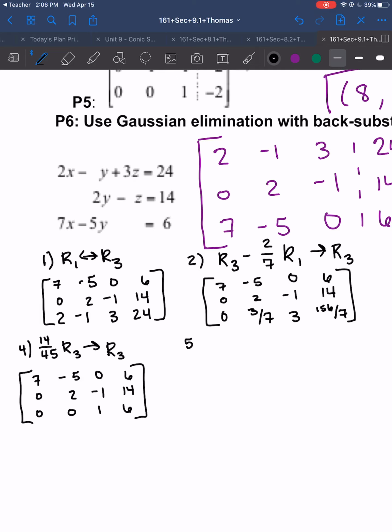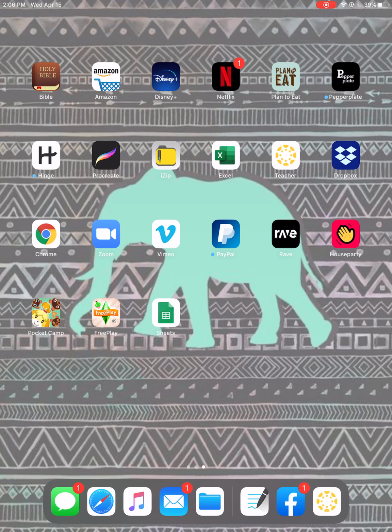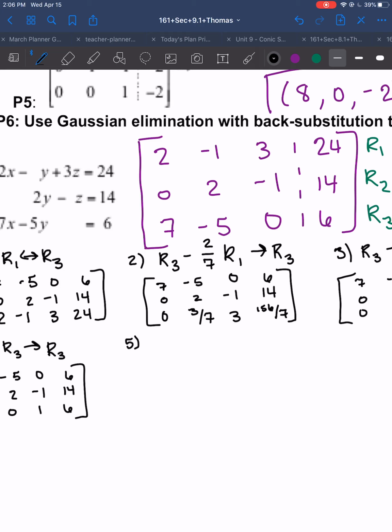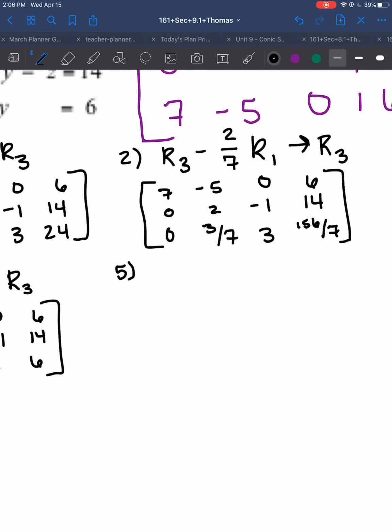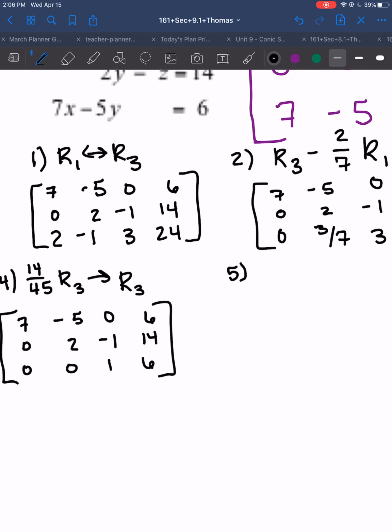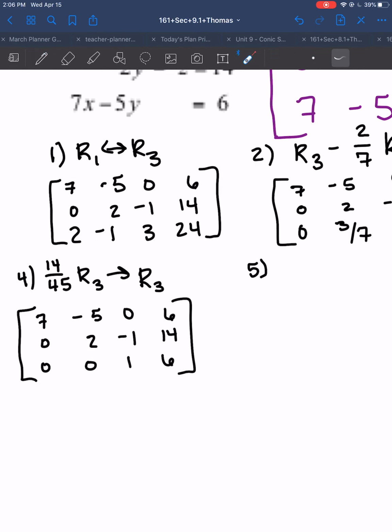So then you're going to use step 5. Oh, come back. Where'd it go? We lost it. There we go. Apparently, my hand doesn't want to cooperate today. I want this 2 to become a 1.